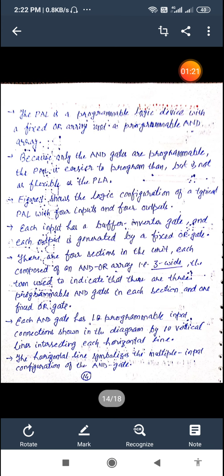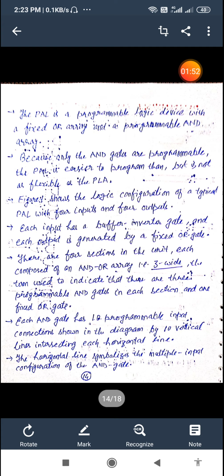Now come to the basic part of this. We can say that the PAL, programmable array logic, is a programmable logic device with a fixed OR array and a programmable AND array. This is very important. Here only the AND array is programmable. Because only the AND gates are programmable, the PAL is easier to program than, but not as flexible as, the PLA.